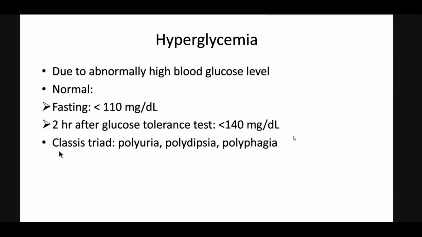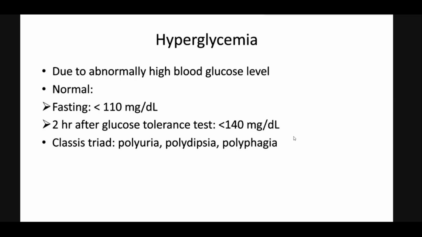And there is one classic triad, meaning 3 symptoms: polyuria, polydipsia, and polyphagia. Polyuria means excessive urination, polydipsia, excessive drinking or thirst, and polyphagia is excessive hunger or intake of food. Now we will see the mechanism: why is there polyuria, polydipsia, and polyphagia in hyperglycemia, for example, in diabetes mellitus?